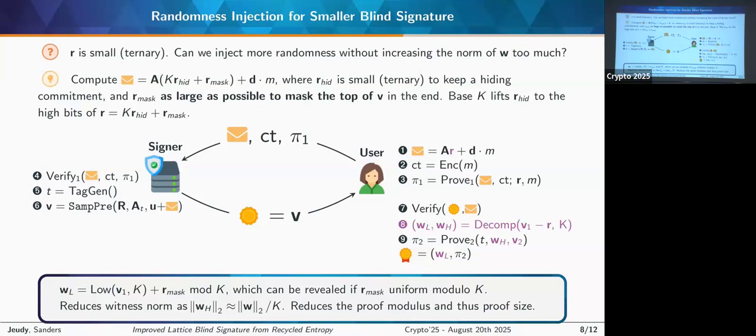And because WH is shorter than W by roughly a factor K, we gain a factor of K squared on the proof modulus, thus reducing the proof size. So now we have a more efficient blind signature scheme by leveraging this excess randomness injected in the issuance phase within the complete mechanism by masking parts of the partial signatures for free.